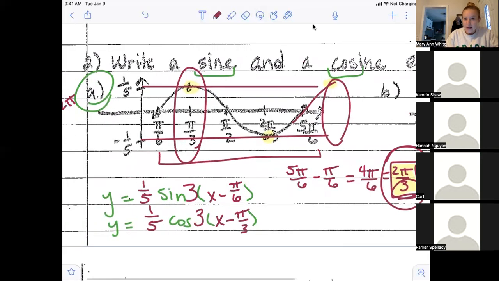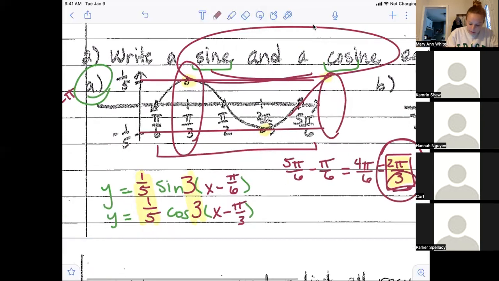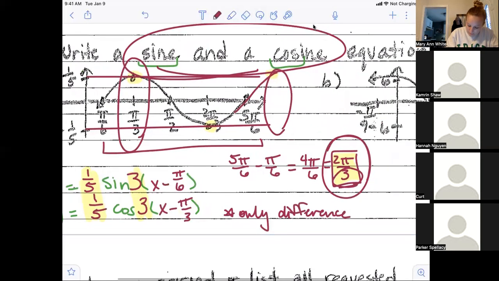The biggest thing here is if you are writing both sine and cosine functions of one picture you see, their amplitudes are going to be the same, their periods and their B is going to be the same. The only thing that's different is moving it left and right. Only difference is C, your left and right movement.